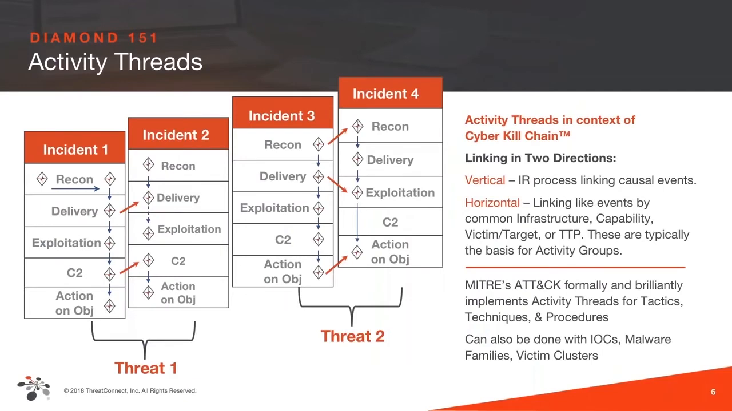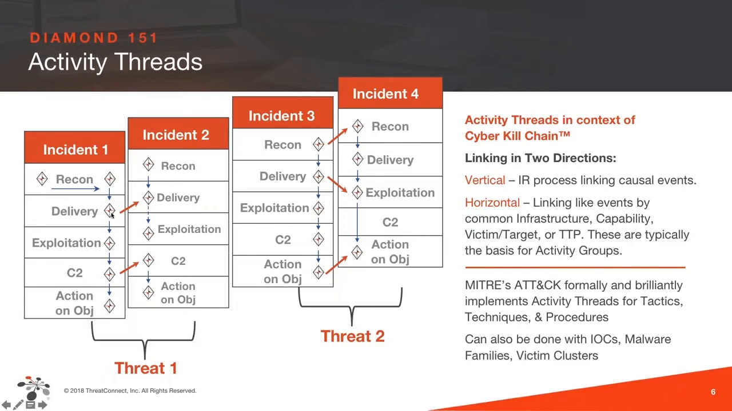Next, moving into a slightly more advanced but also very practical use of the diamond, and this complements the kill chain almost one for one, activity threads can describe a given incident. A vertical thread means linking diamond events to each other in a causal, time-based relationship. So one event must occur before the next occurs, and that can move down through the phases of the kill chain.